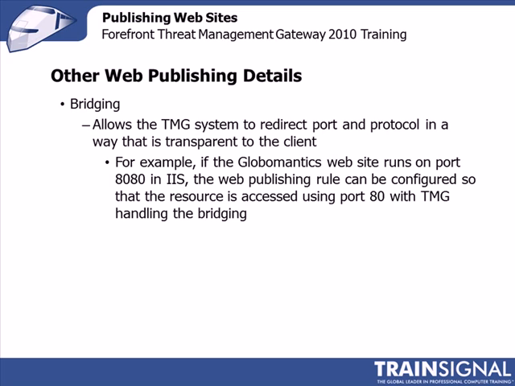If the GlobalMantics website, for example, runs on port 8080 internally, the web publishing rule can be configured so that the resource is accessed from the external internet on port 80 with Threat Management Gateway handling the bridging. Basically, the server will be published on port 8080 and the listener will listen on port 80, and those two things will be bound together through a bridge. And that's what we're going to be doing in this lesson when we publish one of the GlobalMantics sites.